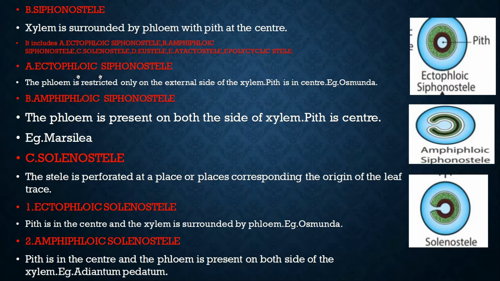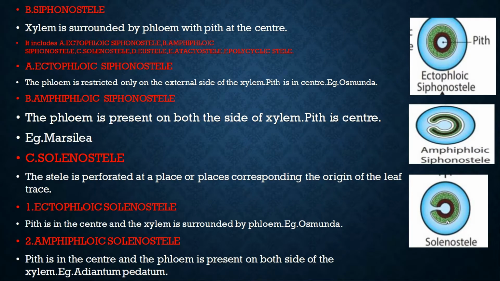First one, ectophloic siphonostele. This is the ectophloic siphonostele, which will have the pith in the center. Pith will be surrounded by the xylem, and xylem will be surrounded by the phloem. Example, Osmunda. Amphiphloic siphonostele. Here the phloem is present on both sides of the xylem, and pith will be present in the center. Example, Marsilea.